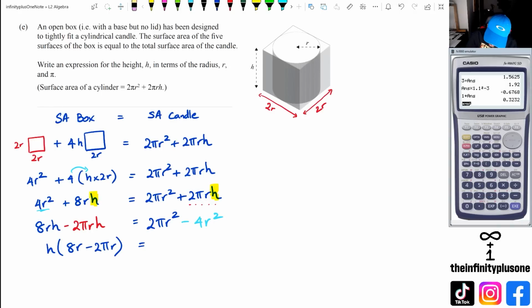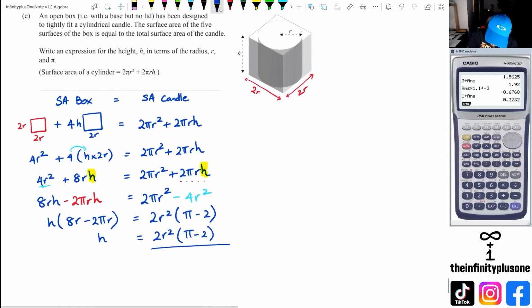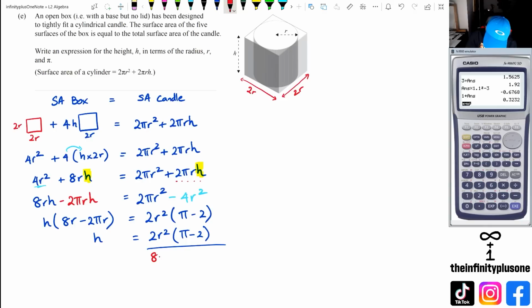I might actually just take 2r squared as a common factor, which means I'm going to get pi minus 2. Is it? Yes, pi minus 2. That's looking right. So then I'm going to get h is equal to 2r squared times pi minus 2, and that whole thing is now divided by the 8r minus 2 pi r. Now theoretically, I could actually leave the answer like this because I have kind of got the right expression here. h is in terms of r.